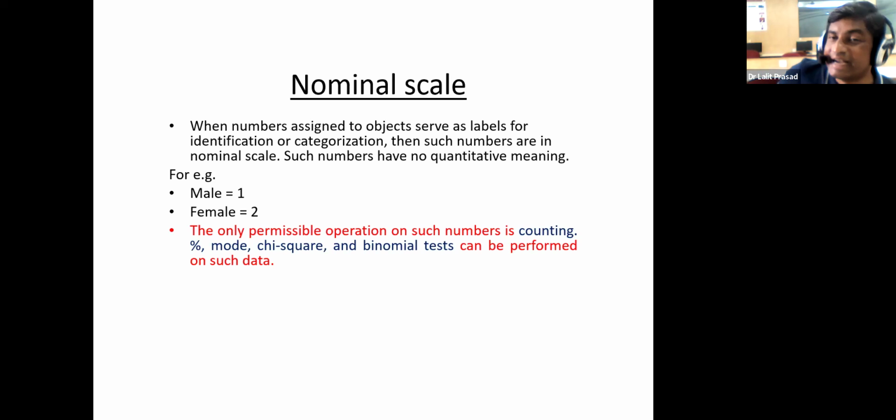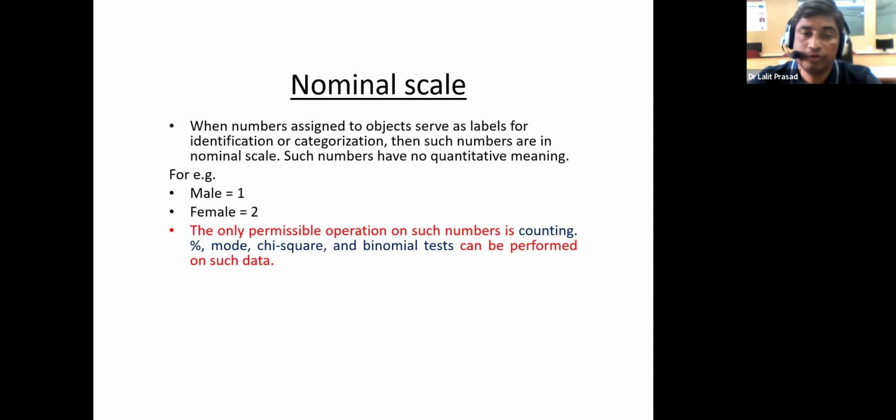And these are the categorical data. Categorical data means nominal scale is a categorical scale. Means what? No value will come in between 1 and 2. 1.5 will not come. So, have you understood? Nominal scale is only used for identification and categorization.